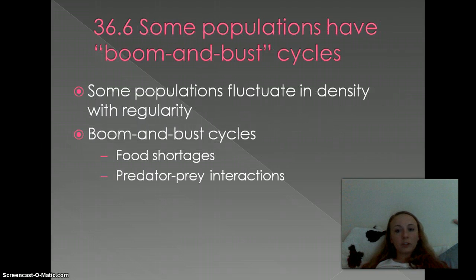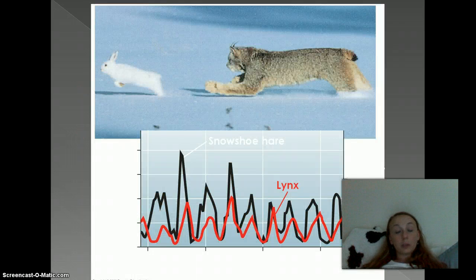Alright, some populations fluctuate in density with regularity. These are called boom and bust cycles. So boom is increasing drastically and then bust is decreasing drastically. So this can be due to food shortages or predator-prey relationships. And one of the examples that your book talks about is the hare and the lynx.